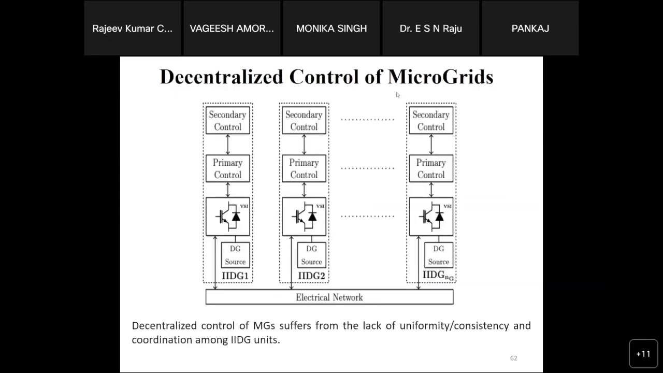So coming to the decentralized control, as we can see, we have all the DC sources having their own primary control. Upon the primary control, we have the individual secondary control. However, there is no communication between the secondary controls of all the individual primary controls. Because of this, there is a lack of uniformity as well as consistency, and there is no coordination between the secondary controls of all this decentralized control.